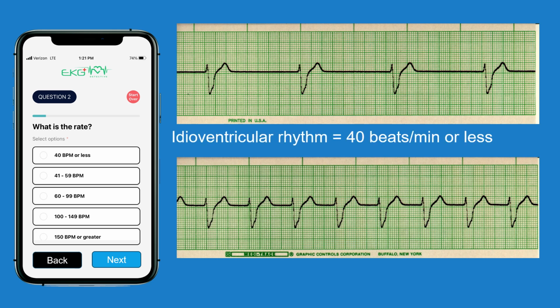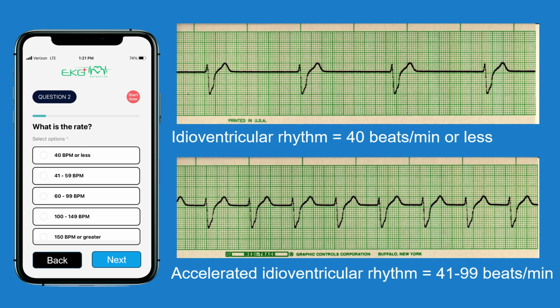And our two examples give us an example where we have an idioventricular rhythm at 40 beats, and then the one below, it's beating about 80 beats per minute. So we will select any rate somewhere between 40 to 99 beats per minute, depending on the type of idioventricular rhythm that we are looking for, or that we're ultimately looking at.